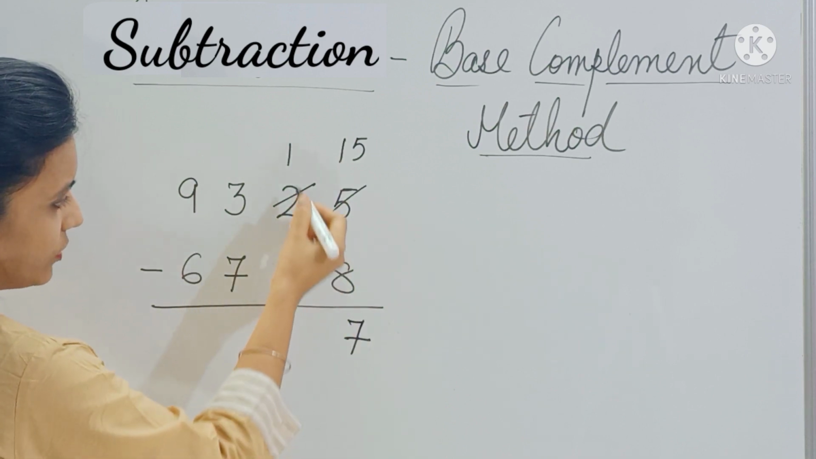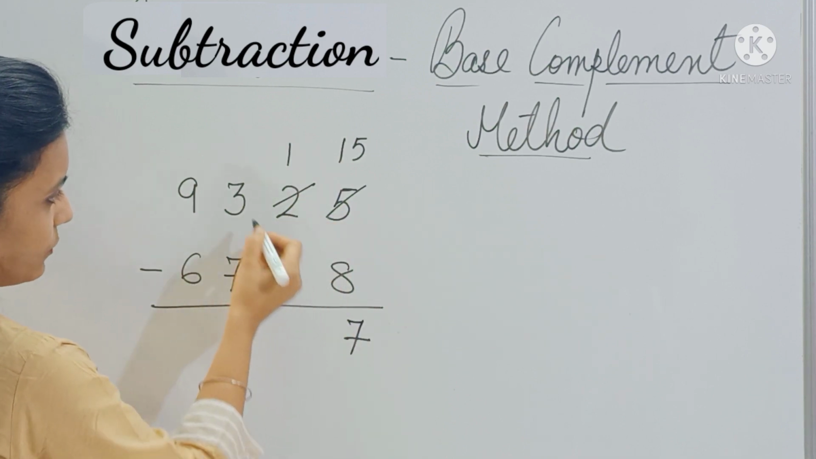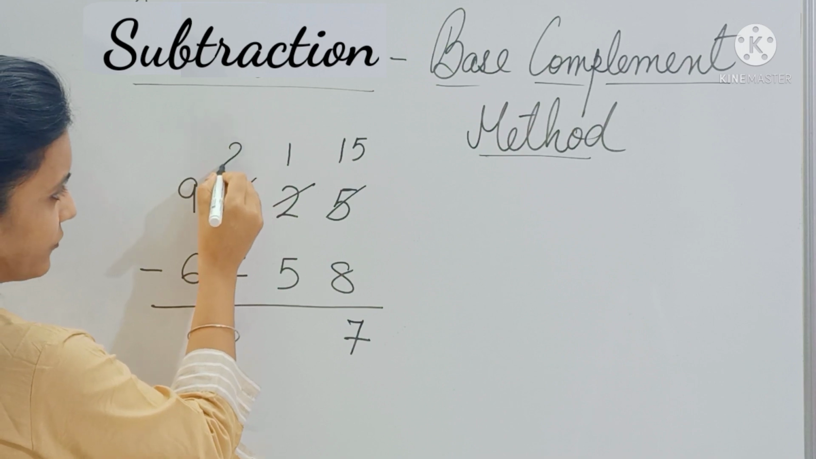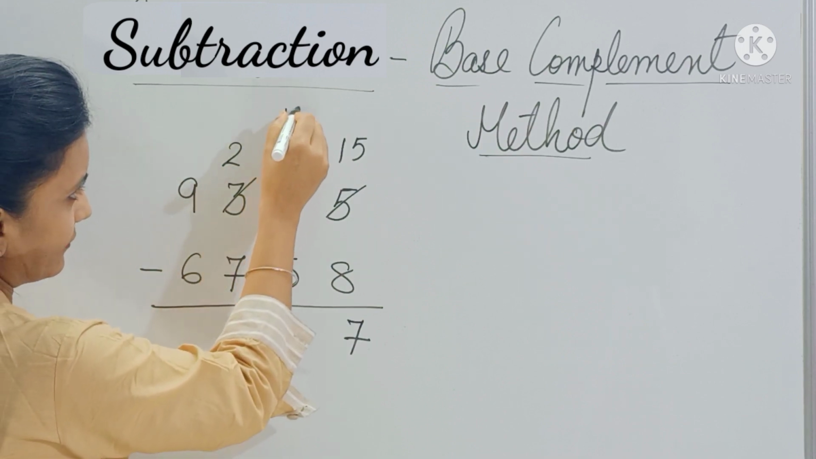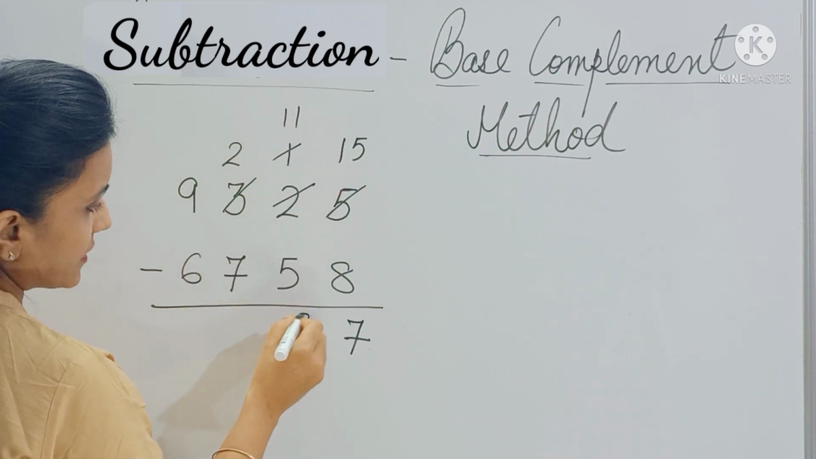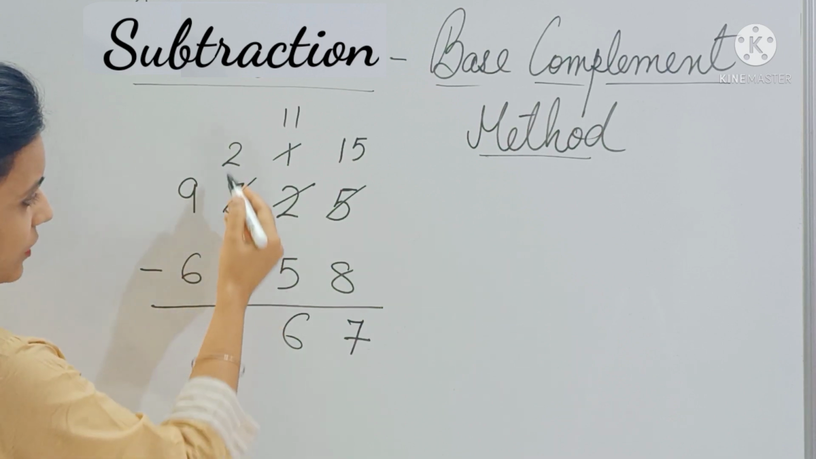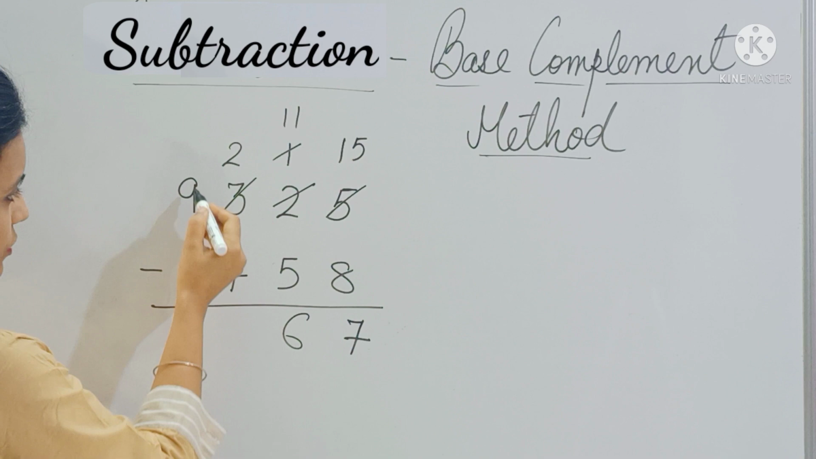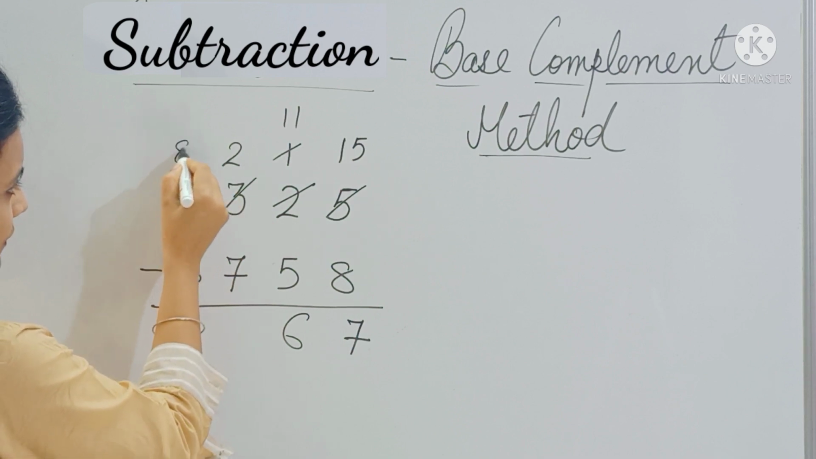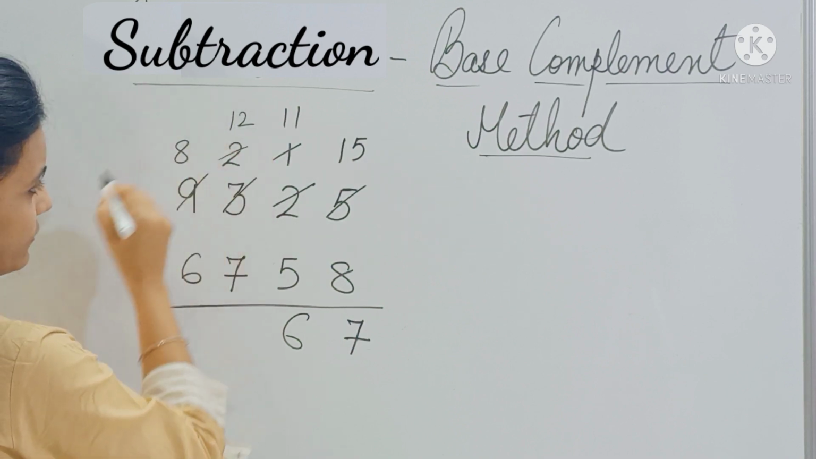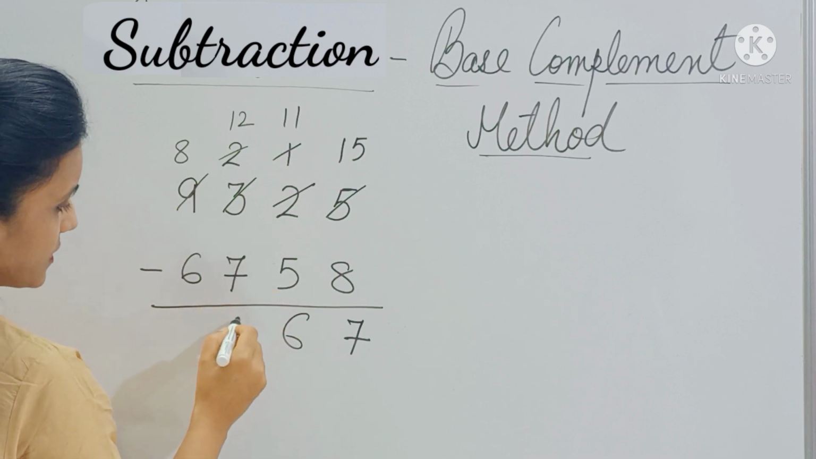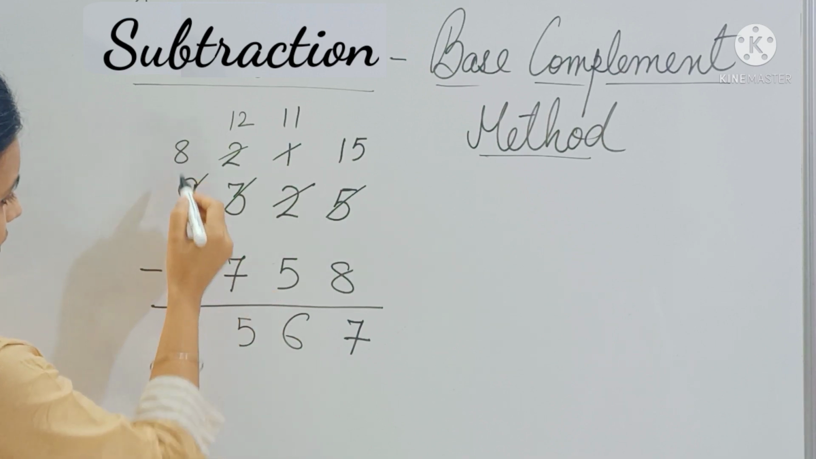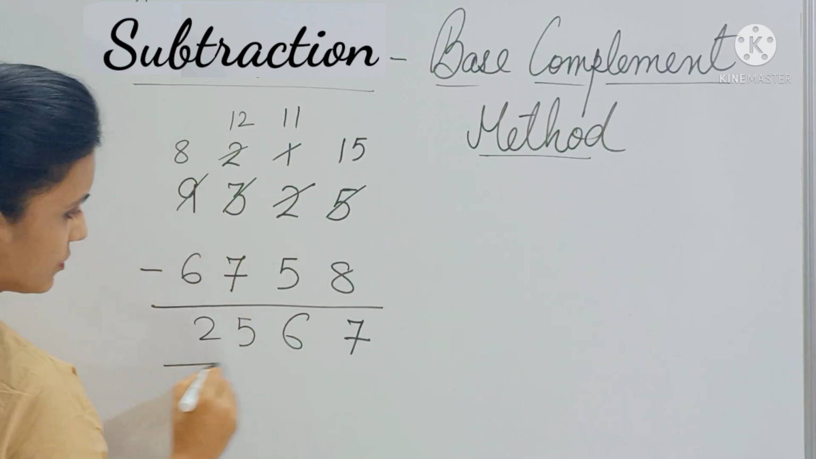Now here again you can't subtract, right? So you will borrow 1 from here and you will be left with 2, and here you get 11. Now 11 minus 5 is 6. Now here again you can't subtract, right? You can't subtract 7 from 2, isn't it? So again we will borrow 1 from here and here you will get 12. So 12 minus 7 is 5 and here 8 minus 6 is 2. So this is your answer.